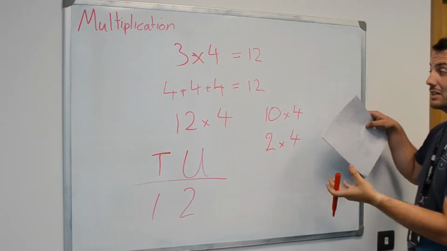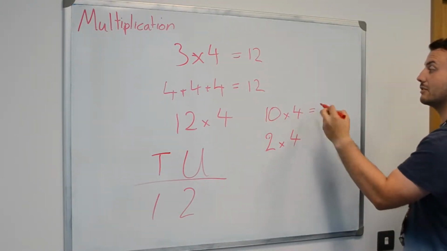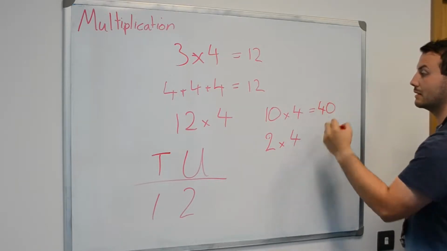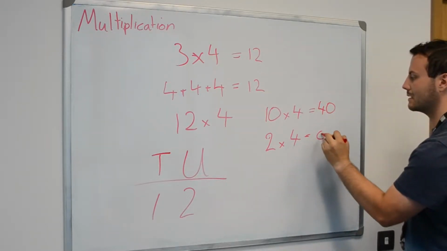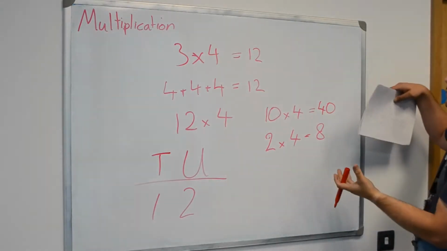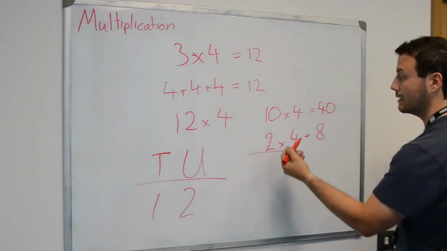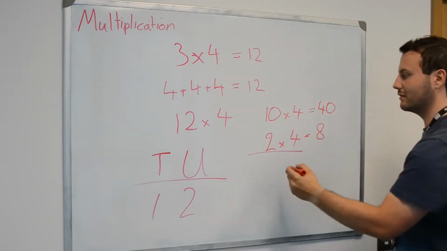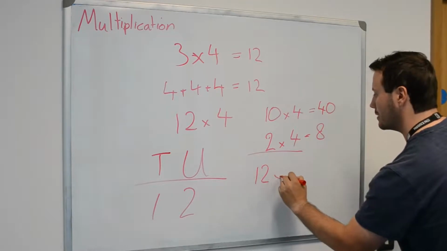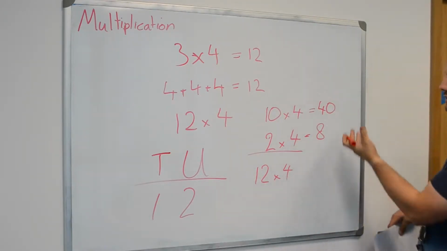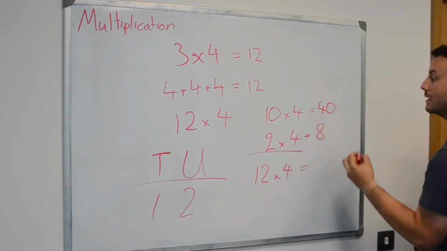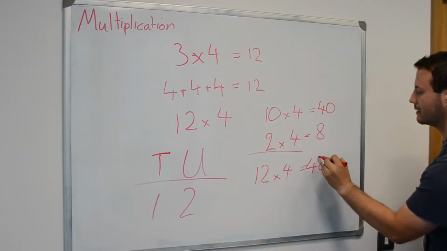If we work out each individual part, 10 lots of 4 is 40, and 2 lots of 4 is 8. If we bring them back together again, 10 lots of 4 and 2 lots of 4 is 12 lots of 4. We can do the same with our answers. 40 plus 8 is 48.